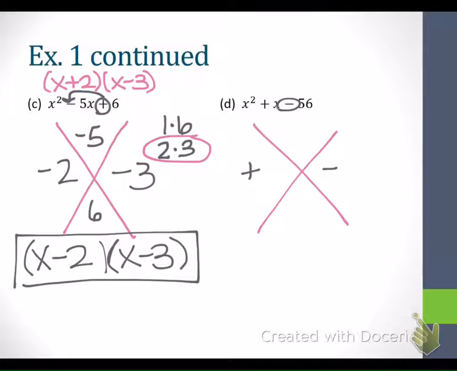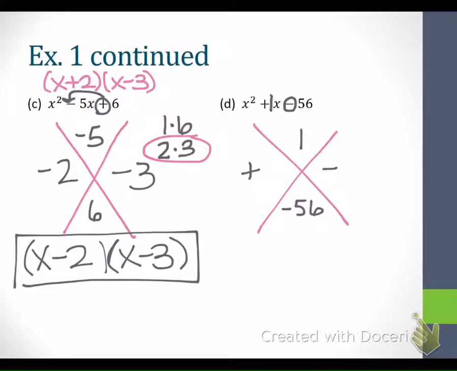All right, Larson, what would go in the top of the X? Remember, it's going to be the coefficient of X. So in this problem, what is the coefficient of X? 1. Good. There's an understood 1 right there. So 1 is in the top of my X. And what would be at the bottom of my X? Good. Negative 56. My constant is negative 56.